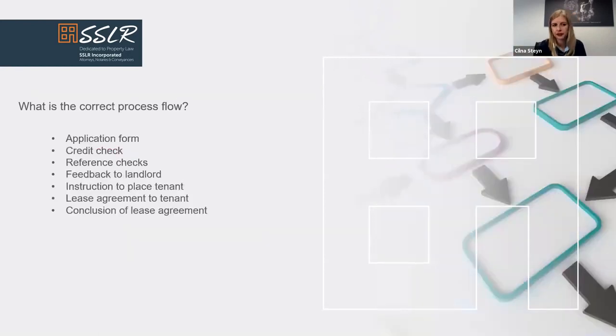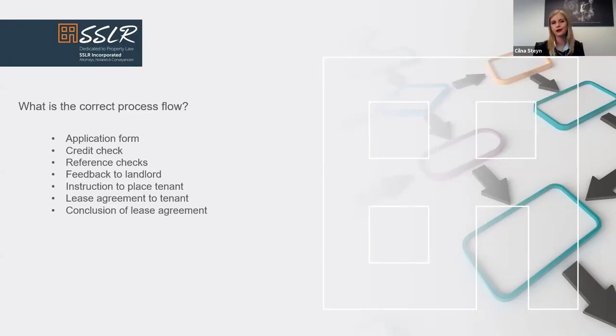And then the correct process flow. How should we do this? So what I recommend is get your application form complete, do your credit check, do your reference checks, then do a short feedback to your landlord. These are the potential tenants. This is the feedback on their credit records, their reference checks. You can do a recommendation as the agent without a doubt, but never, ever place a tenant or send a lease agreement without the consent of the landlord, and get that in writing.